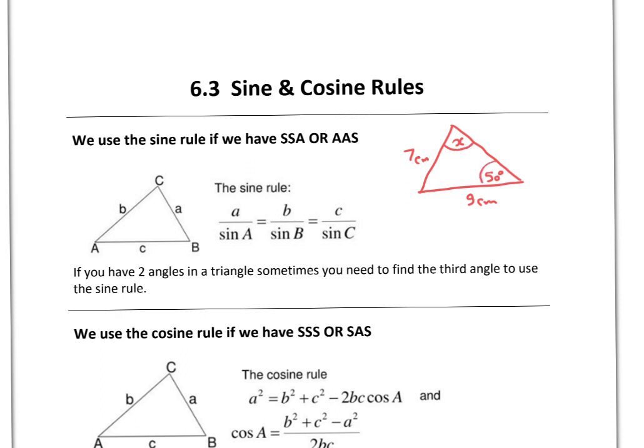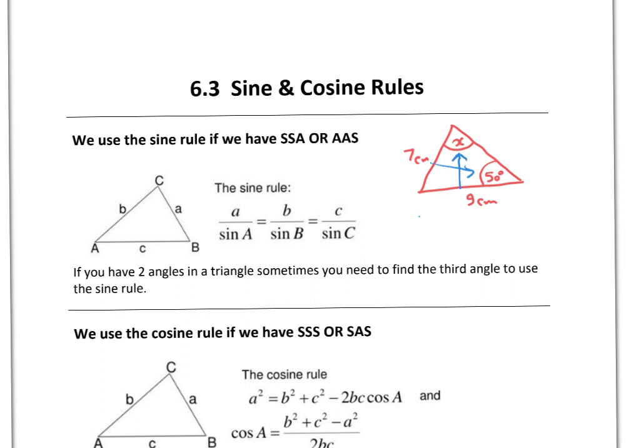Okay? How to use the sine rule? Now you have two sides and an angle, 7 and 9, and we need to find this angle. You can use the sine rule. Because the sine rule states that 7 over sine 50 equals 9 over sine x.